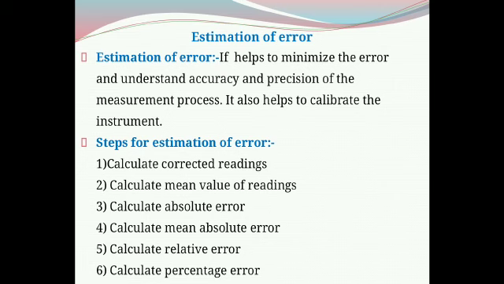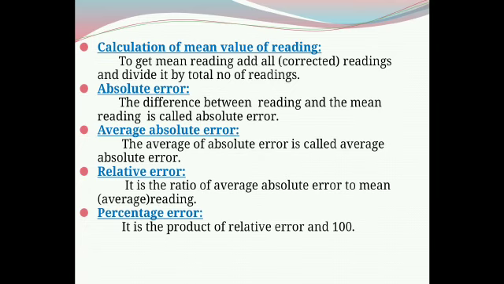Now we see the steps for estimation of errors, or we can say the steps for minimization of error. First step is calculate correct readings. Second is calculate mean value of readings. Third is calculate absolute error. Fourth is calculate mean absolute error. Fifth is calculate relative error. And sixth is calculate percentage error.